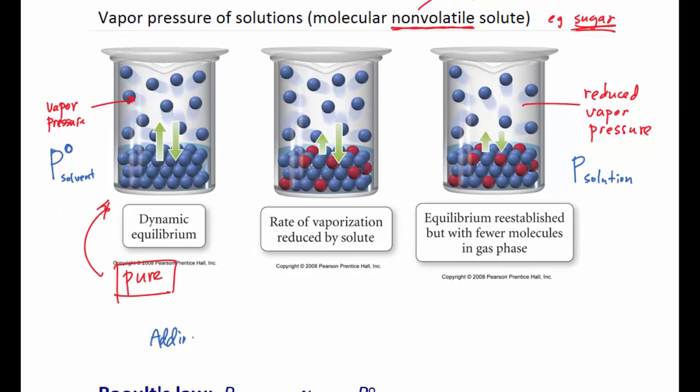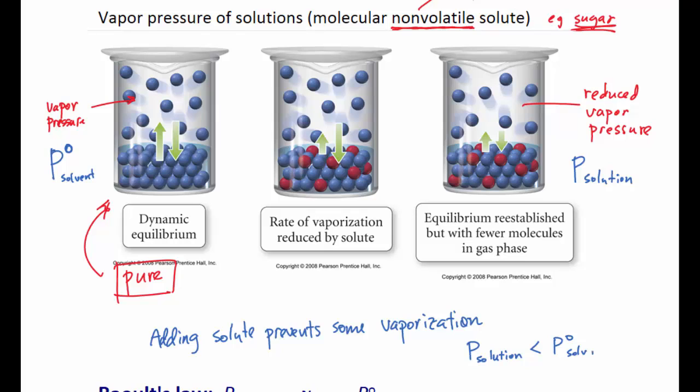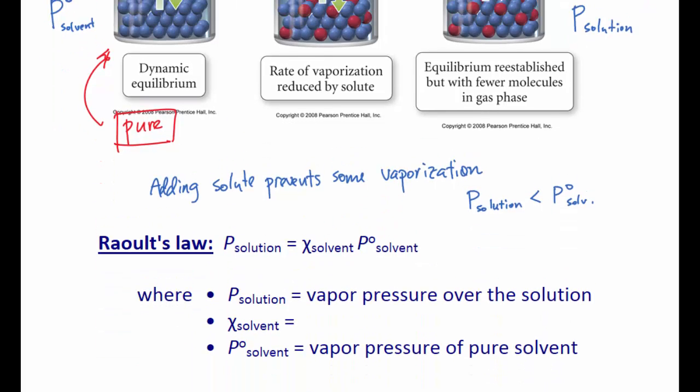But here's the key. Adding a solute prevents some vaporization. So the vapor pressure of the solution is less. Okay? We've reduced the vapor pressure because of what we've added in there.